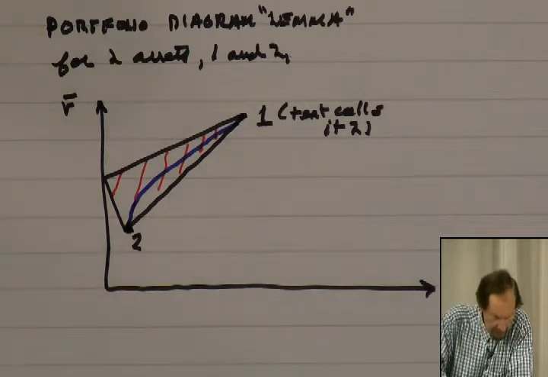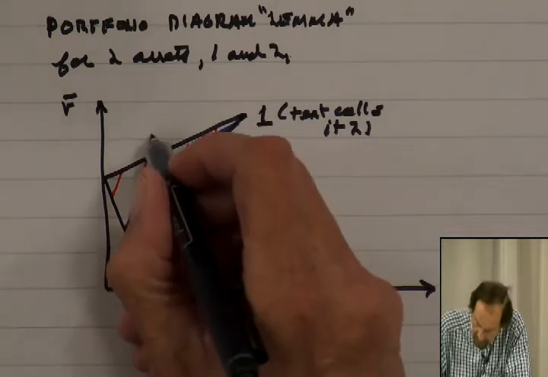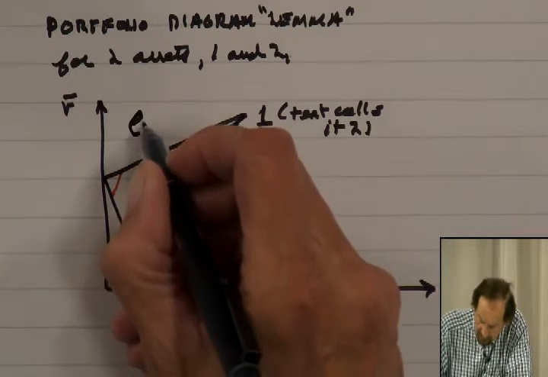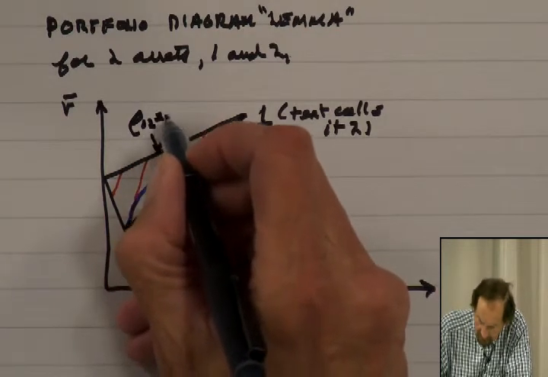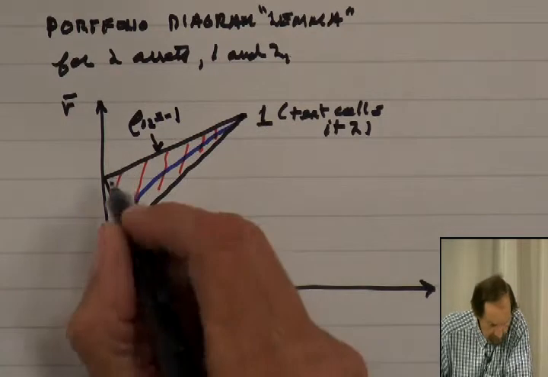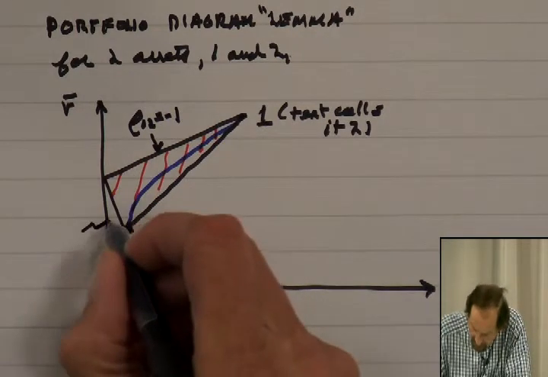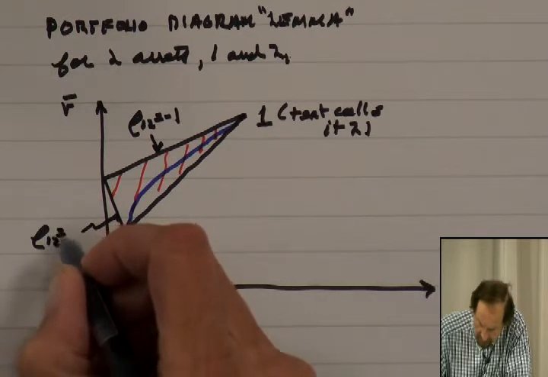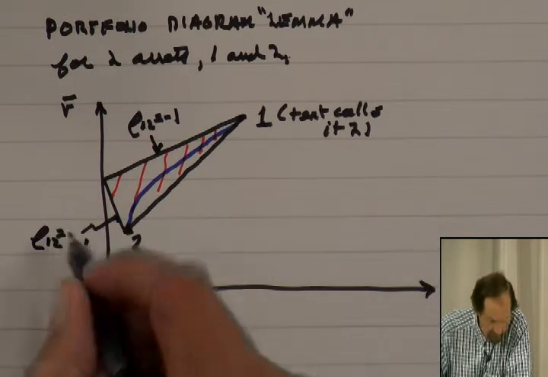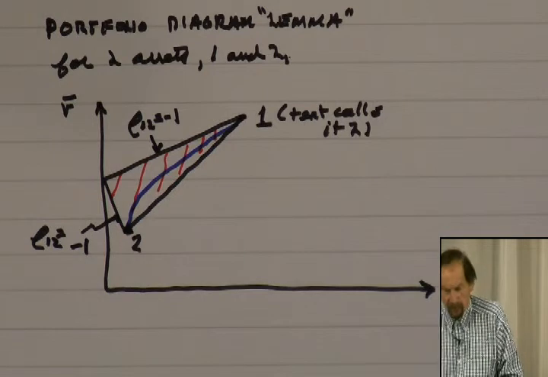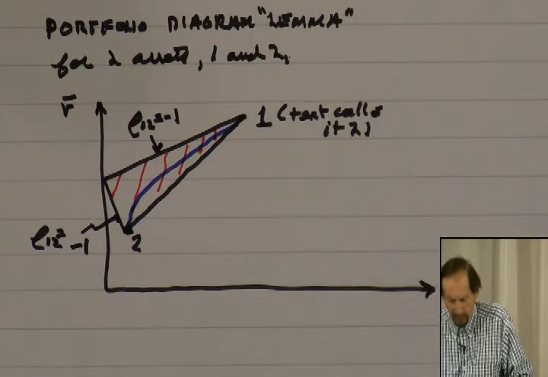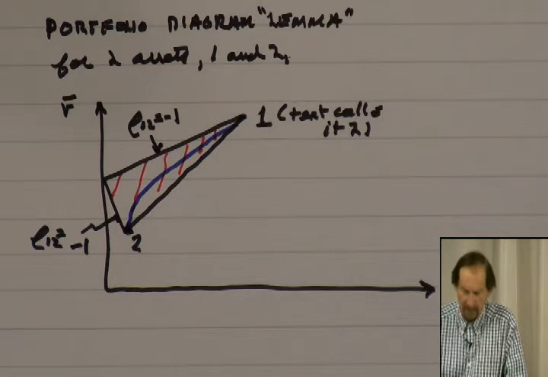Now let's look at the legs of this triangle. This leg of the triangle corresponds to rho 1,2 equals -1. This leg of the triangle also corresponds to rho 1,2 equals -1. Okay, so that looks a little strange. We have two legs of the triangle corresponding to perfectly negatively correlated assets 1 and 2.